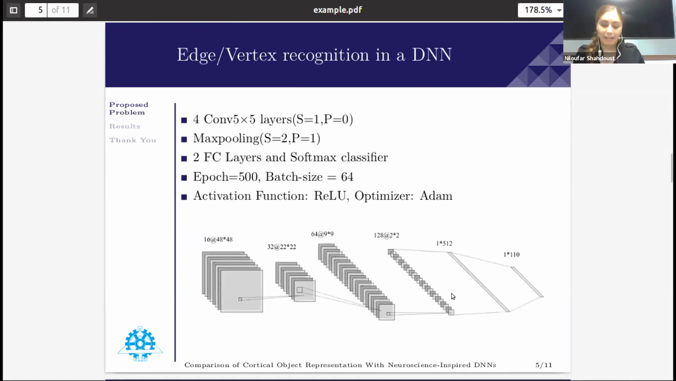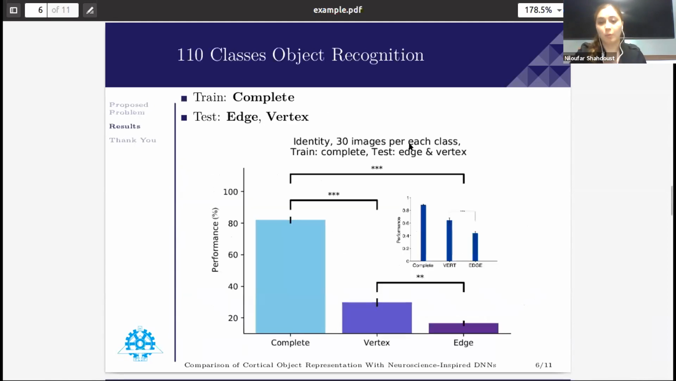And then I had to design a network, and I designed it based on some brain-inspired networks like CORnet. I created a 4-layer convolutional network followed by 2 fully connected layers. Here are the characteristics of my network and its training. Then I trained the network on the complete version of my images, saved the network, and then tested it on the vertex and edge versions of my images.